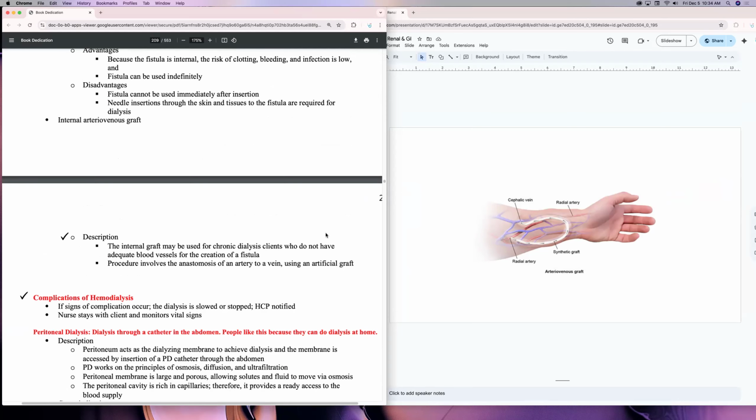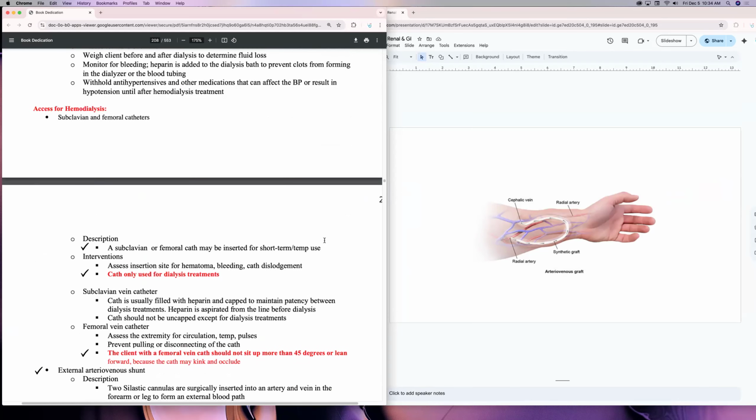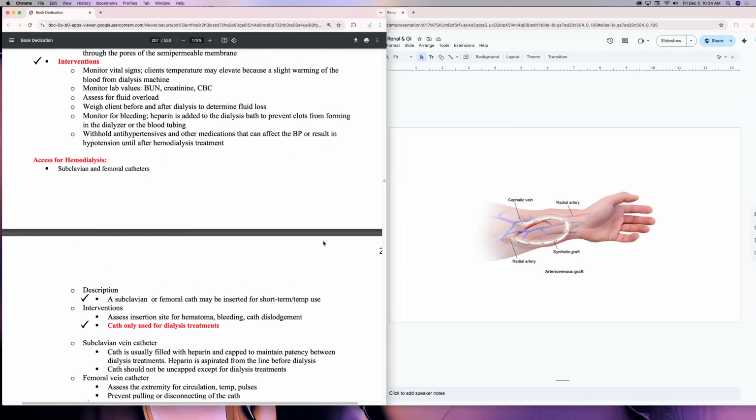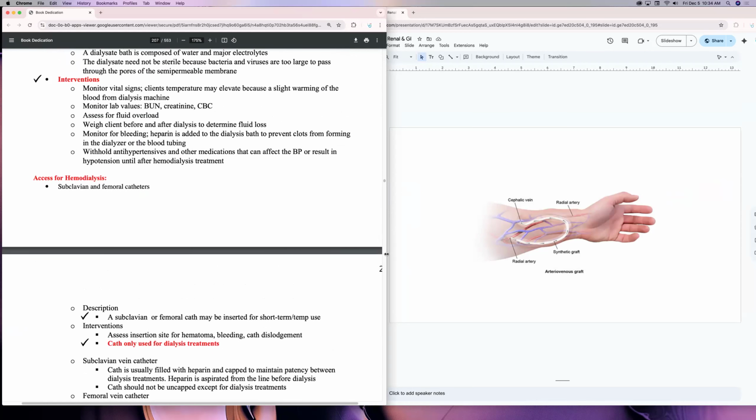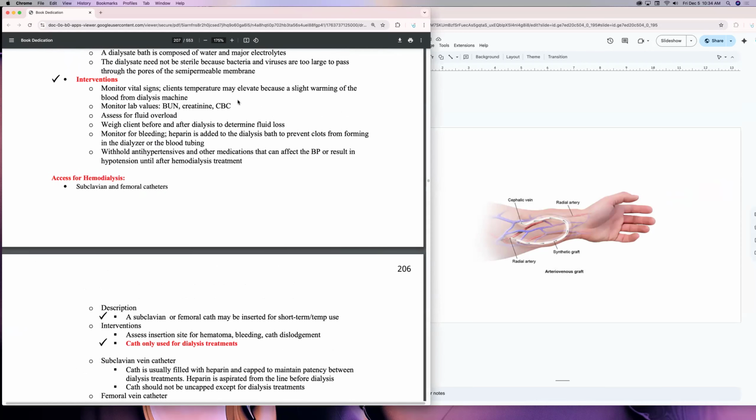Anyways, long story short, we've gone over what's important here. So make sure, let me tell you the page number. Towards the bottom of page 205 in your study guide, make sure you read your interventions for how you care for a patient that does receive dialysis. So you're not going to really give the patient dialysis unless you are a dialysis nurse.